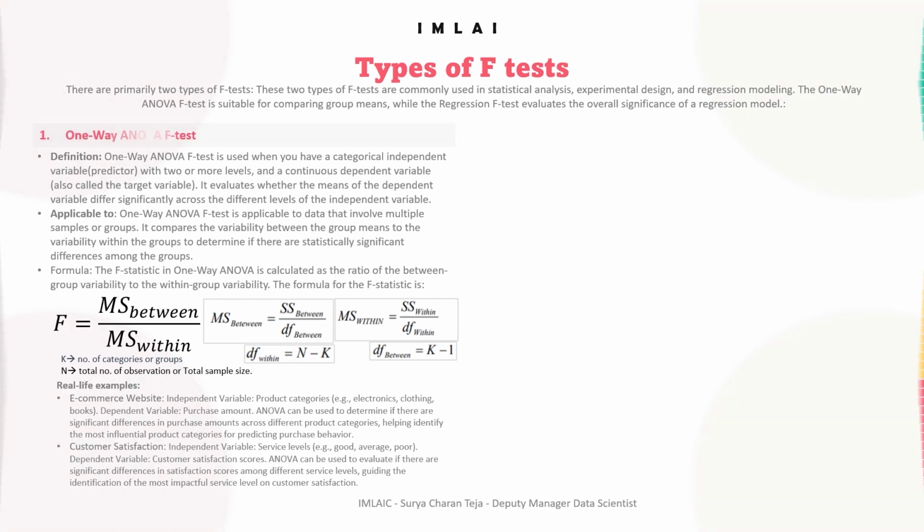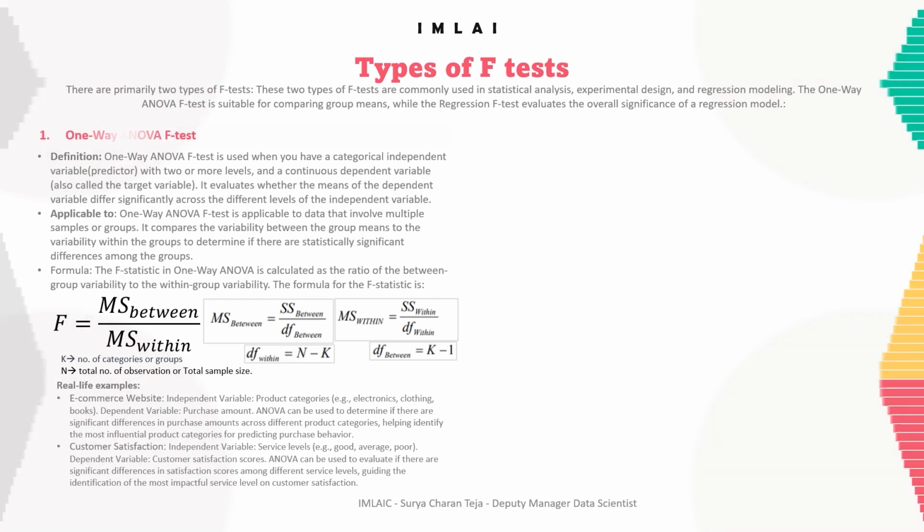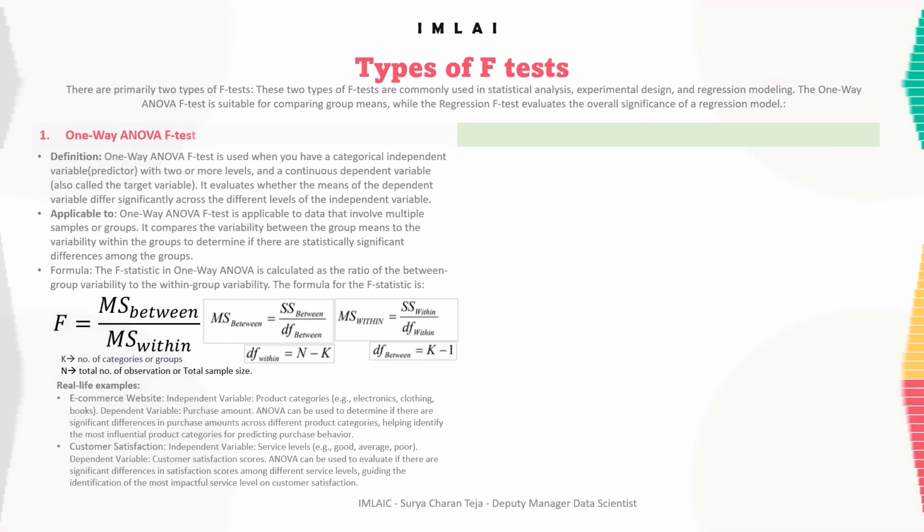So these examples demonstrate how one-way ANOVA F test can be used in feature selection to determine the statistical significance of different categorical features on a continuous target variable in various real-life machine learning scenarios. So now let's get into the second type of F test, which is regression F test.